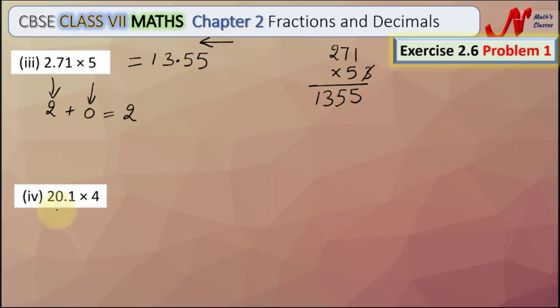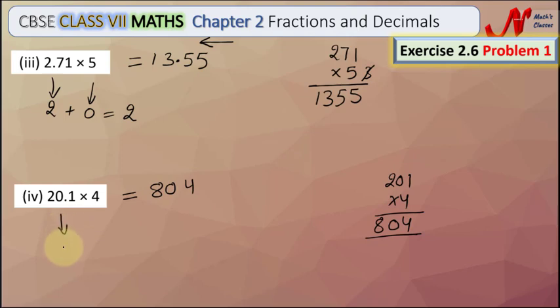Next we multiply 20.1 and 4. To find this product we multiply 201 with 4. 4 ones are 4, 4 into 0 is 0, 4 twos are 8. We get 804 as a product.